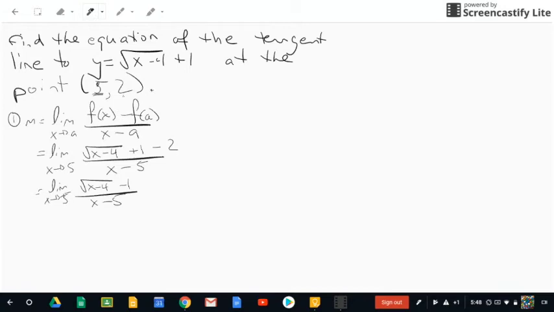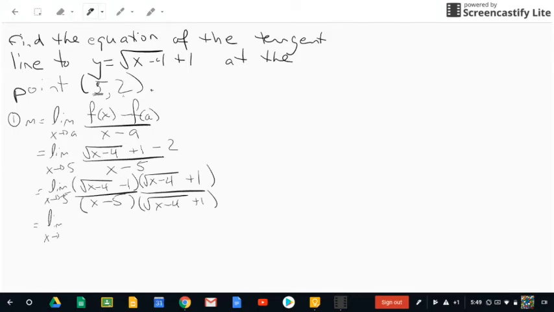Now, think back to how we did this with limits. Remember how we did limits when we had radicals in them? What we're going to do here is rationalize the numerator. So we're going to multiply the numerator by the square root of x minus 4 plus 1. Okay, square root of x minus 4 plus 1. We're going to rationalize that numerator there.